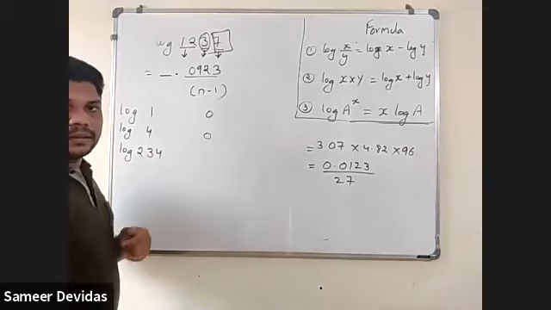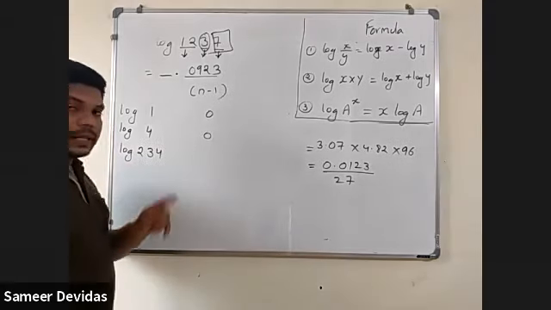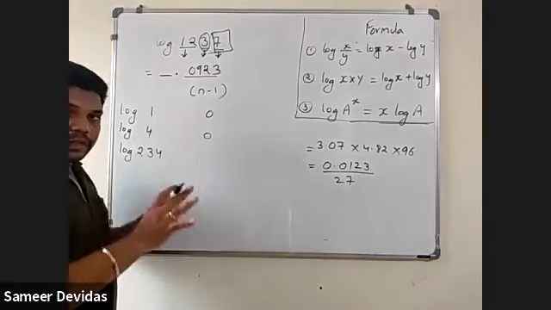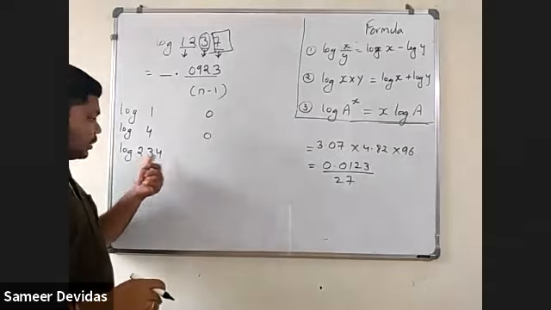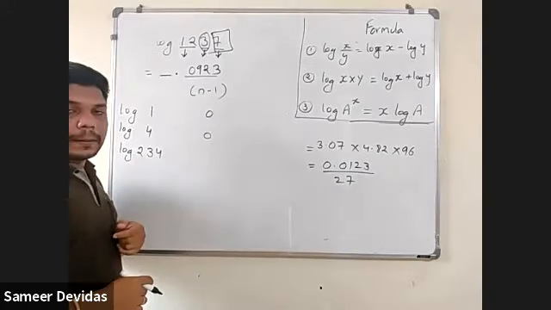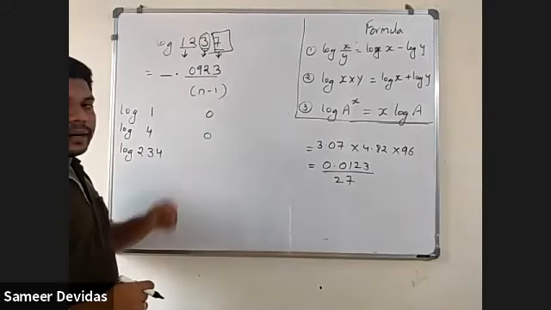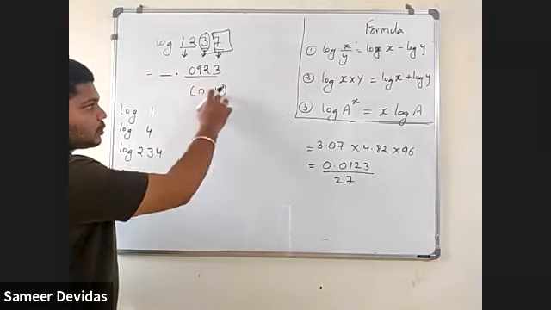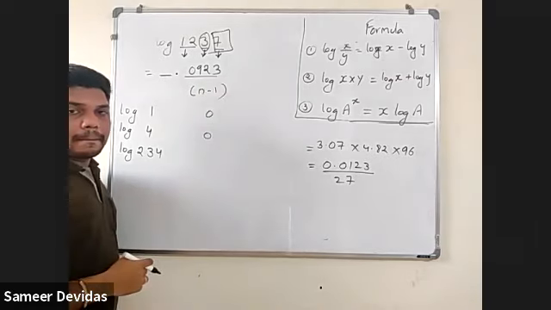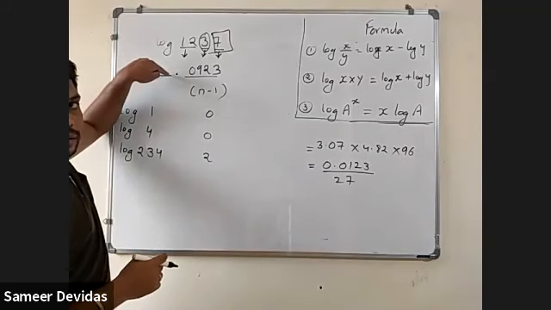Now log 2, 3, 4. There are no decimals in this. First we will see without decimals. 1, 2, 3. So how many numbers are there, students? 3 numbers are there. So by using this formula, 3 minus 1. What is the answer? 2. So what we are finding now is this position.